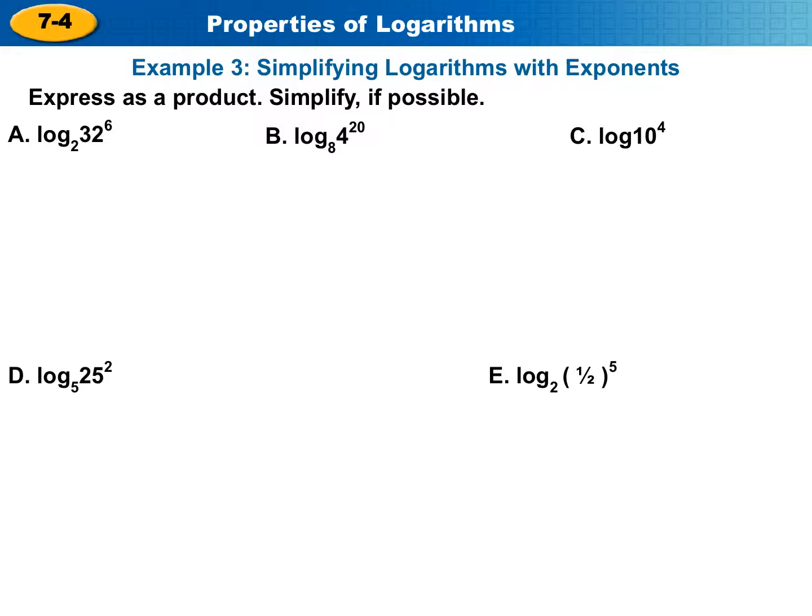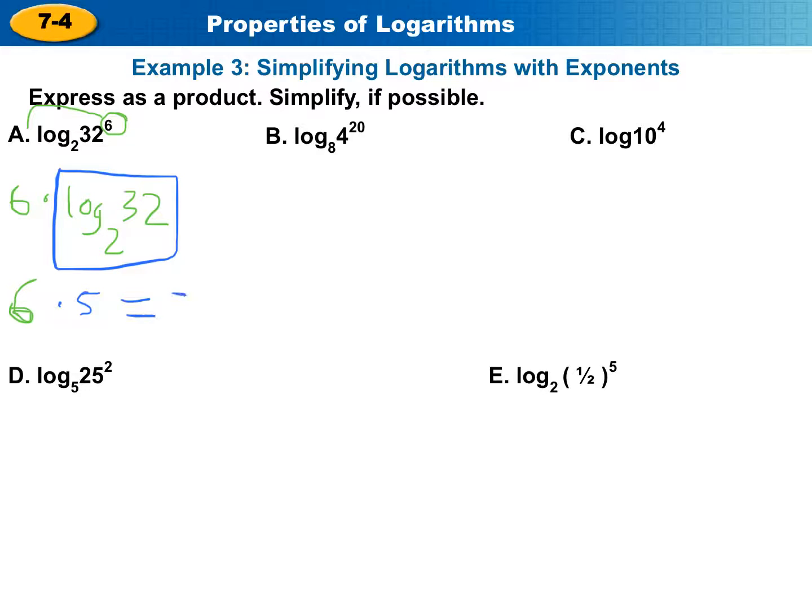Okay, example 3a. We're going to take this 6 and move it out front because it's an exponent raised to an exponent. So we have 6 times log base 2 of 32. Now I'm going to simplify this expression, and when I'm done I'm going to multiply it by 6 to get my final answer. So 2 raised to what power is 32? I'd have to raise 2 to the 5th power. So we're going to have 6 times, that simplifies down to 5. 6 times 5 is 30. So my final answer here is 30.